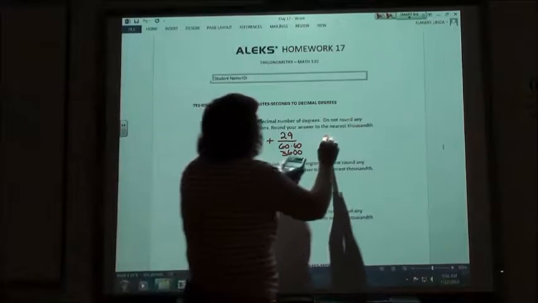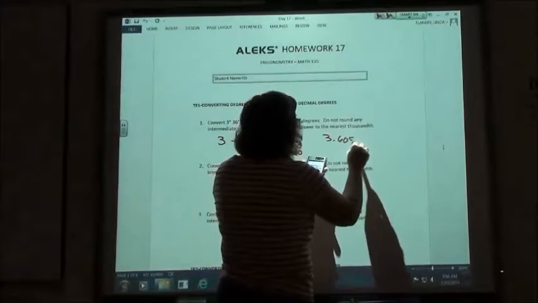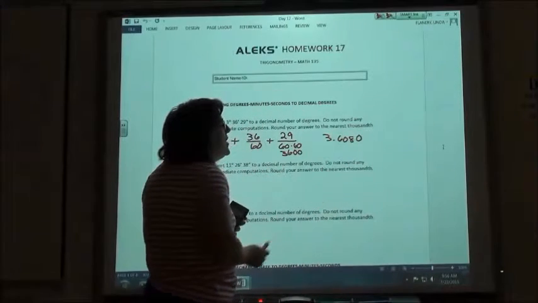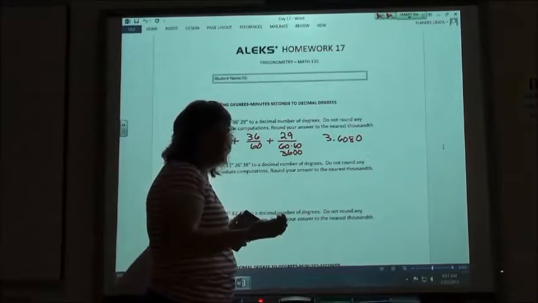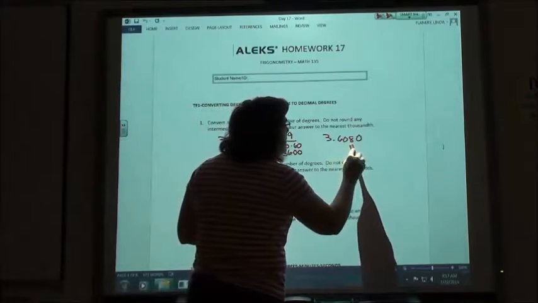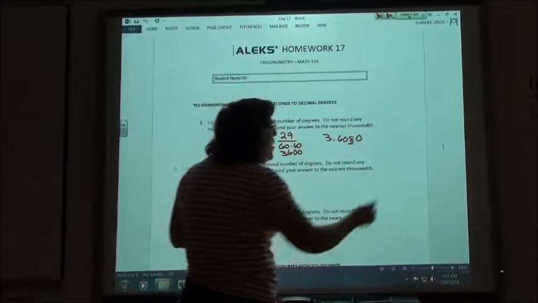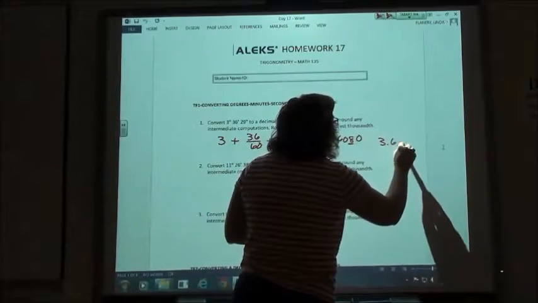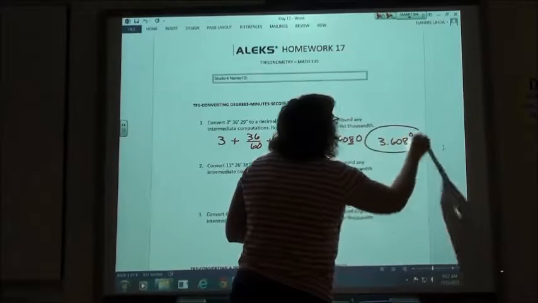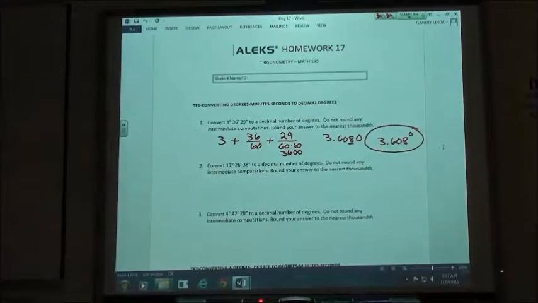And I get 3.6080. I'm rounding to the nearest thousandths, which is 3 places after the decimal: tenths, hundredths, thousandths. Since it's followed by a 0, I'm going to say 3.608 degrees for my answer then.